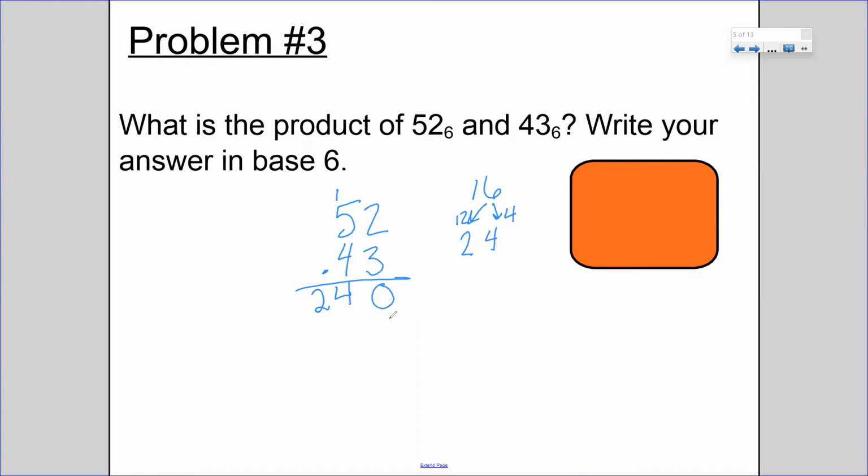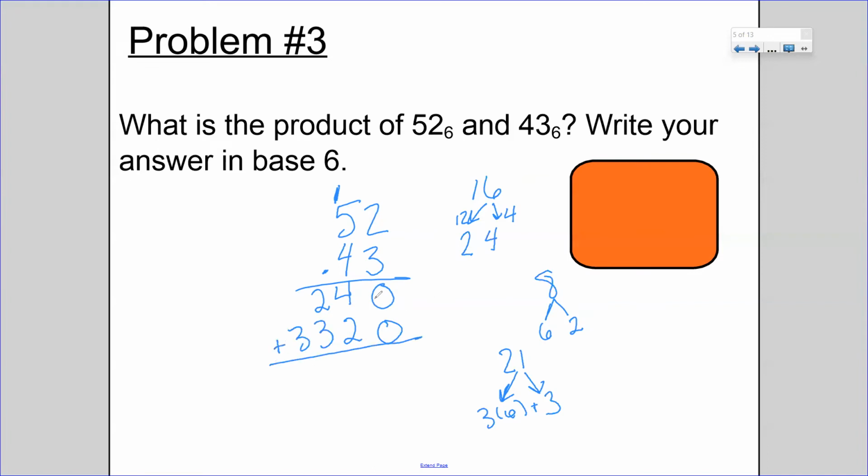Next, I'm going to do 4 times 2, which would give me 8. 8 breaks down into 1 group of 6, and then a remainder of 2. So the remainder of 2 will go over, and I'll carry a 1 here again from this 4. 4 times 5 is 20, and then 21. 21 can get me 3 groups of 6, right, which is 18, plus a remainder of 3. And so this becomes 3320.